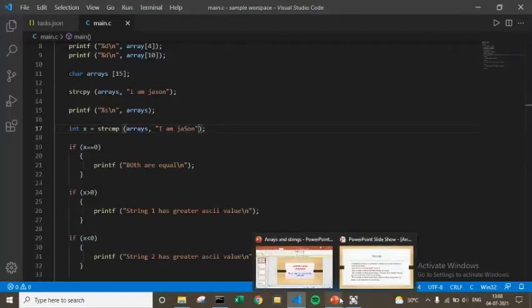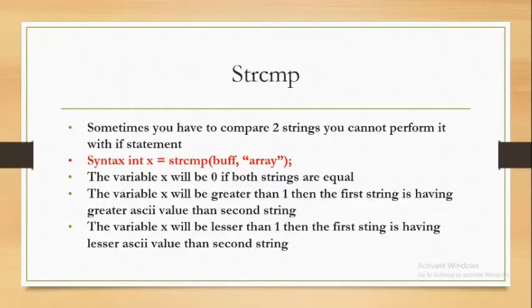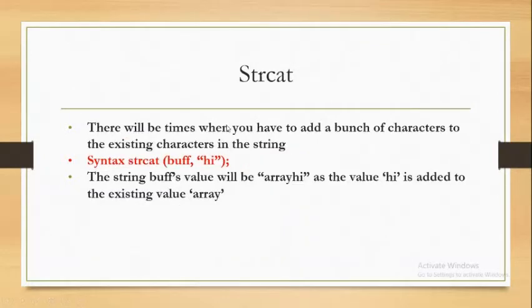So let's know about the next function, that is string concatenate. The strcat function helps you to add a bunch of additional characters to the existing characters in the string. The syntax is something like this: strcat(buff, "high"). As you remember, the buff array has the value of array, and the high value is added to array, and hence it would be array high.